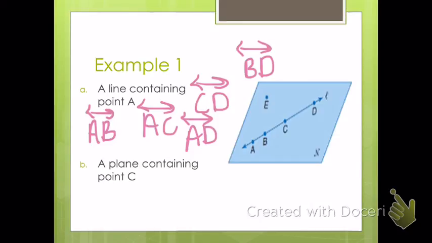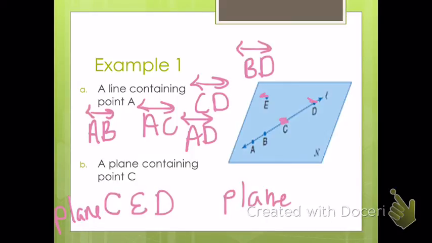Part B, a plane containing point C. So plane C, E, D, for example, would be one way. Notice that I have to pick 3 points not on the same line. So C, E, D. You can name that using 3 non-collinear points. You could also call this plane N. Right from right there, you can use a capital script letter to represent a plane.